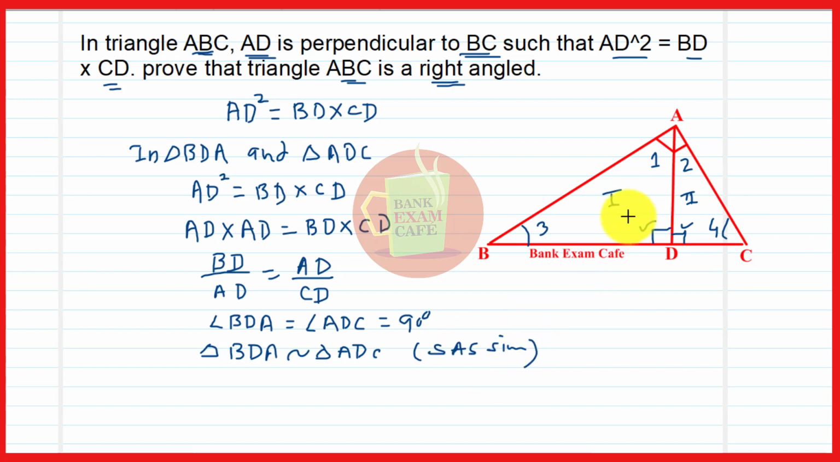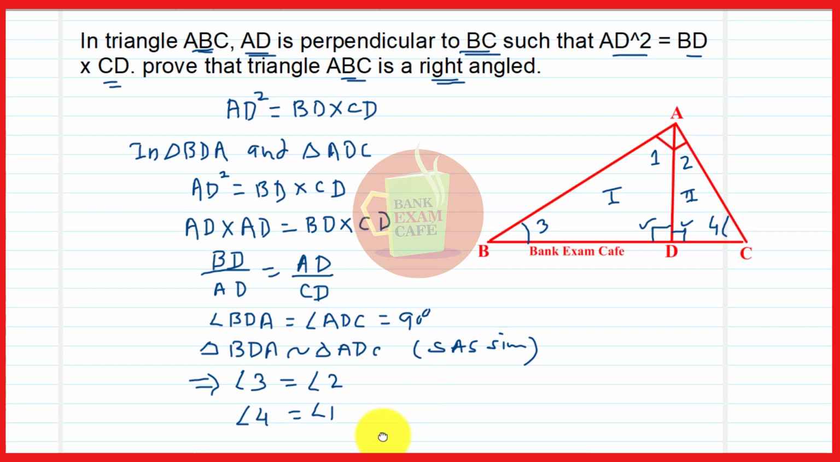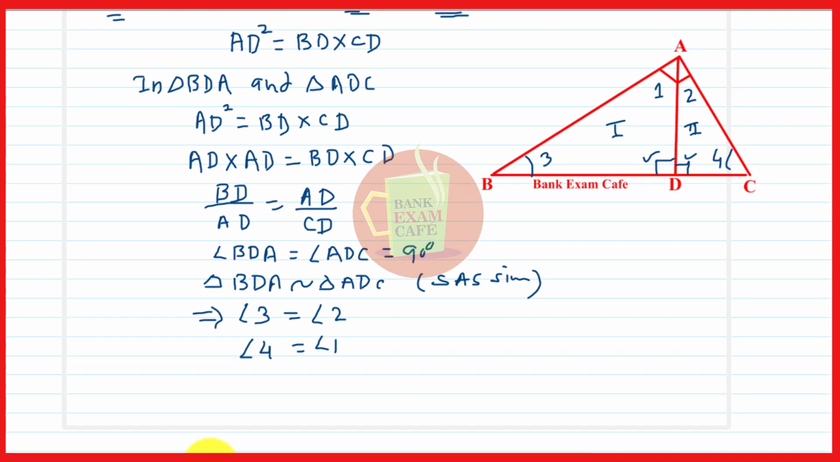And since these two triangles are similar, their corresponding angles will also be equal. So angle 3 is equal to angle 2, and angle 4 is equal to angle 1, because the corresponding angles of similar triangles are equal.